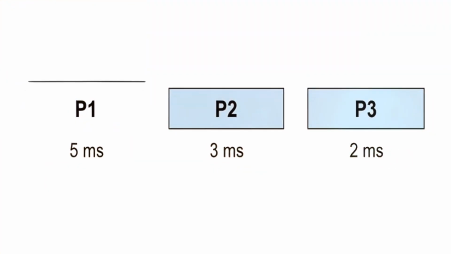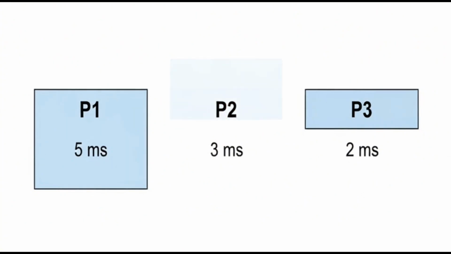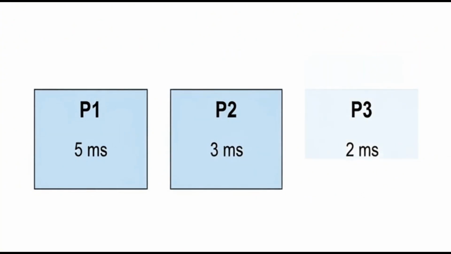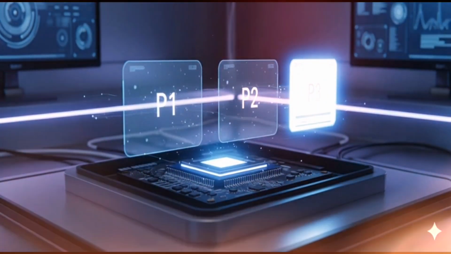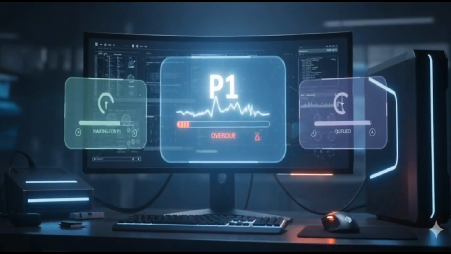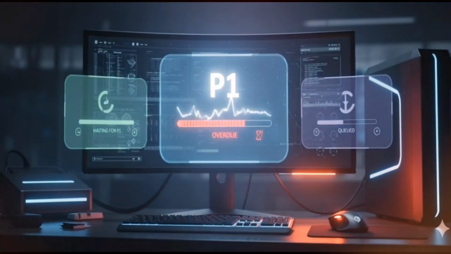Let's take an example. Suppose we have three processes. P1 takes 5 milliseconds, P2 takes 3 milliseconds, and P3 takes 2 milliseconds. The CPU executes in the same order they arrive. First P1, then P2, then P3. It's fair and easy to understand. But it has one problem. If a process takes too long, others have to wait. This is known as the convoy effect.